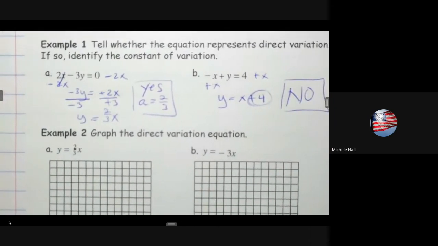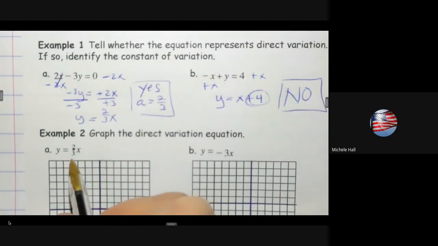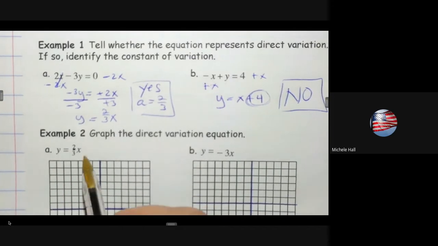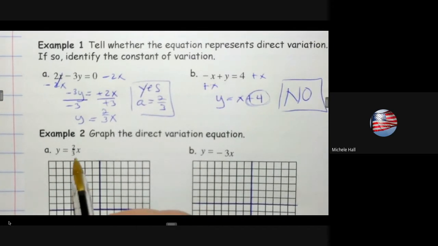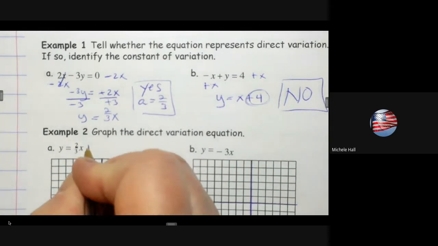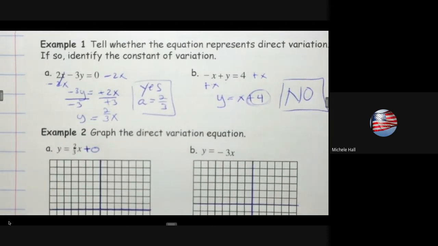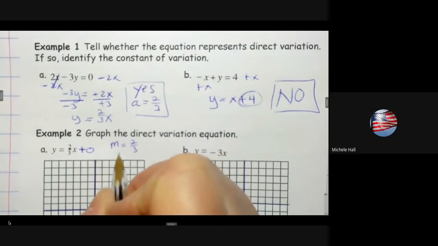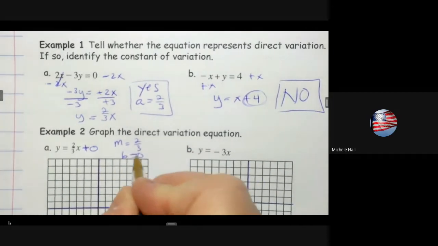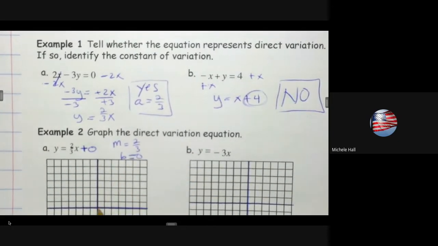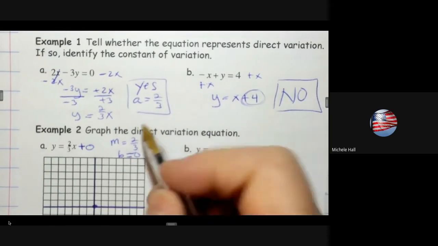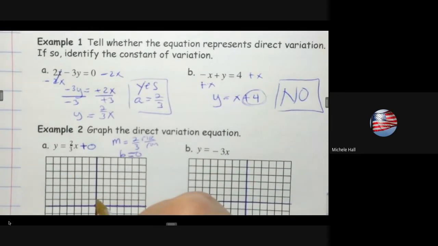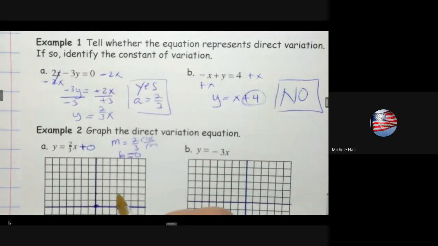Graph the direct variation equation. This looks similar to slope-intercept. What could I add to this equation that wouldn't change it so I could see that b value? Y equals mx plus b. I could add 0. So my slope is 2/3 and b equals 0. I start at my y-intercept of 0. There's my first point. And then I rise and run 2/3. So rise 2, 1, 2, and run 3. 1, 2, 3.